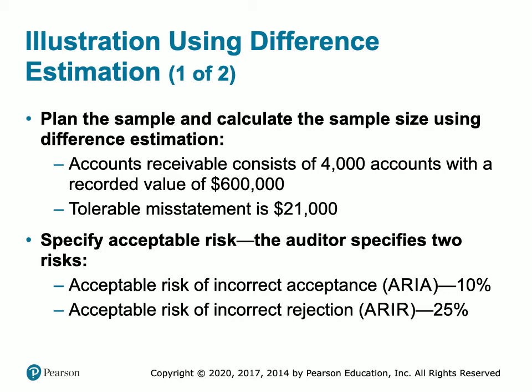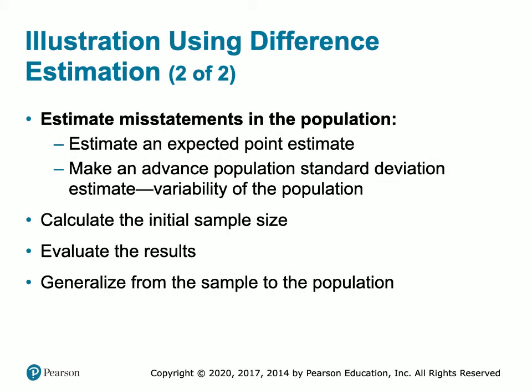So you can use difference estimation. This is an example. You say the tolerable misstatement is 21,000. Your risk of incorrect acceptance, in other words, you accept a conclusion that's incorrect, is 10%. And then incorrect rejection is 25. So you'll calculate your sample size and you'll estimate from that sample the variance in the population and generalize it to the entire population. Again, there are many ways that you can do calculations.